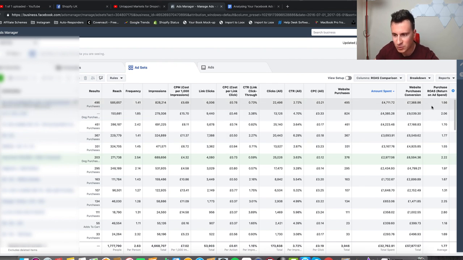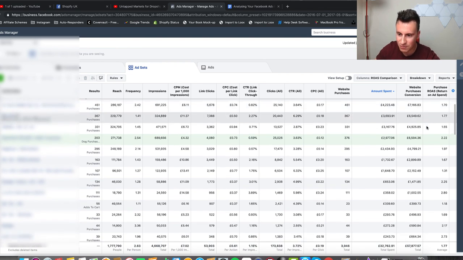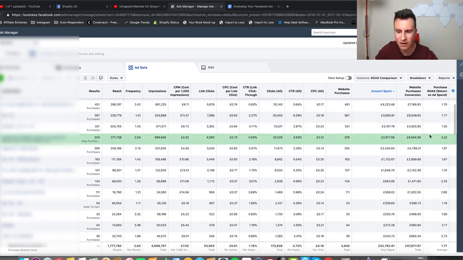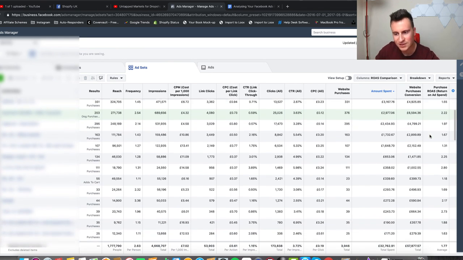So starting from the top, we can see we're there or thereabouts. 1.56, 2.06, 1.7, 1.77, the exact same. Again, it's pretty much there or thereabouts, which is pretty consistent with how I've seen things perform in the past with all of my different ad manager accounts. And we're just looking to see basically where it starts to drop off and if there's a correlation between the ad spend and the purchase ROAS.